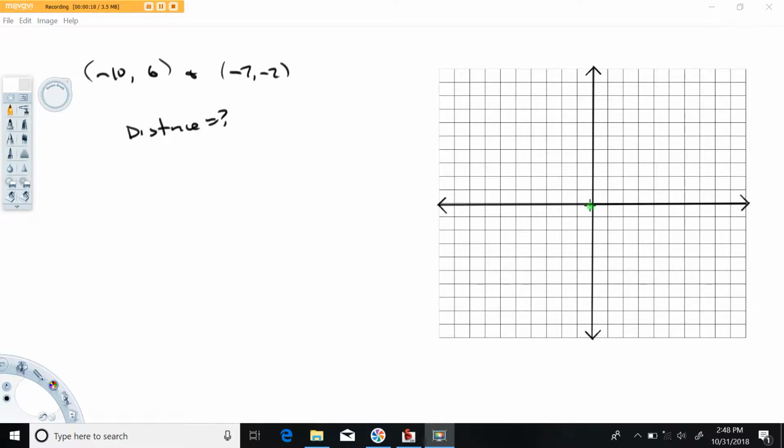Alright, so negative 10, 6. 1, 2, 3, 4, 5, 6, 7, 8, 9, 10. 1, 2, 3, 4, 5, 6. There's that point right there. And then negative 7, 2 is 7 to the left, 2 down.